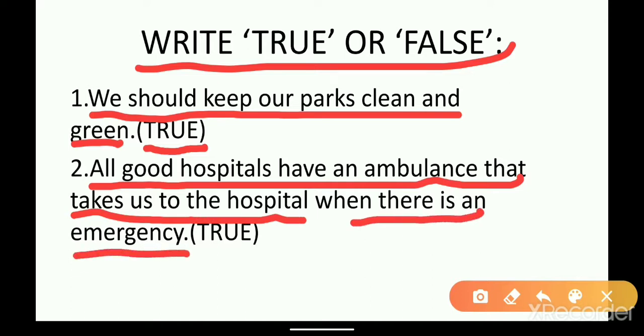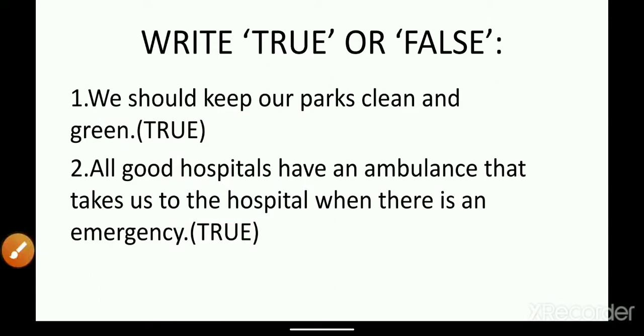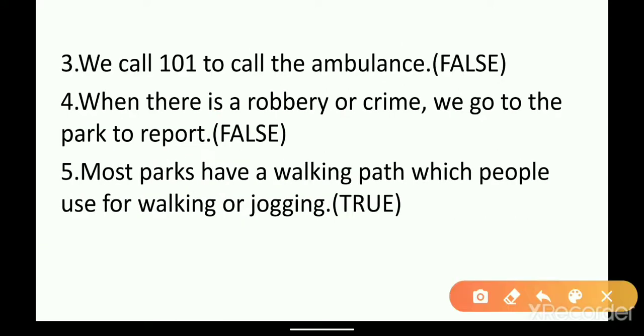Next, all good hospitals have an ambulance that takes us to the hospital when there is an emergency. So this sentence is right or wrong? The sentence is right. So what you write here? True. Next, we call 101 to call the ambulance. No, what number we dial to call ambulance? 102. So this sentence is false.